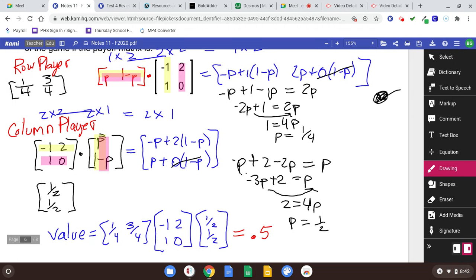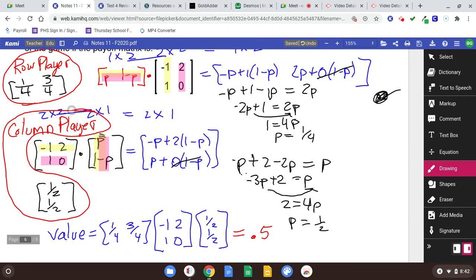All right, so what are my answers? Well, here's one. All right, that's the row player strategy. And here's the column player strategy. And here's the value of the game. That question right there tells you how to do everything in this lesson.